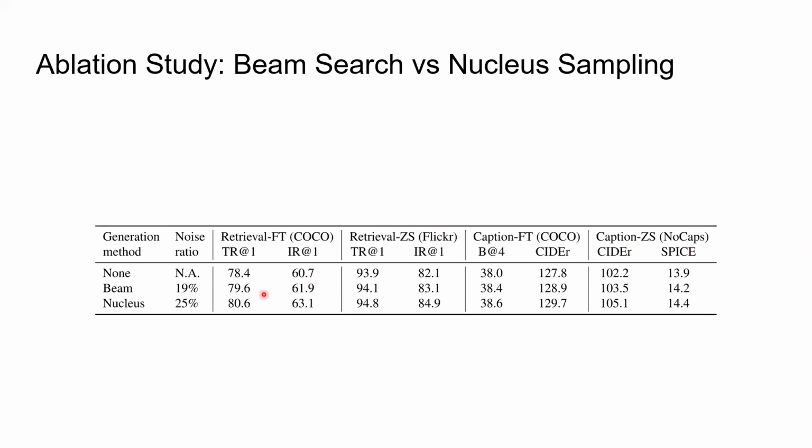Whereas beam search is a deterministic decoding method, and it aims to find the most likely sequence of words given a probabilistic model. And you can see here that beam search actually has a lower noise ratio, but nucleus sampling actually performed better in all metrics for retrieval with fine tuning, retrieval with zero shot, caption with fine tuning, and caption with zero shot. On all of these different data sets as well, you can see that nucleus sampling performs better, even though it has technically a larger noise ratio.